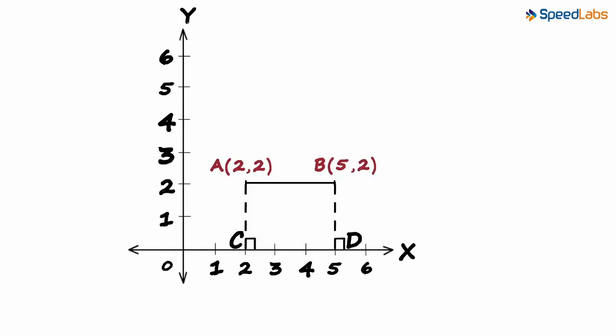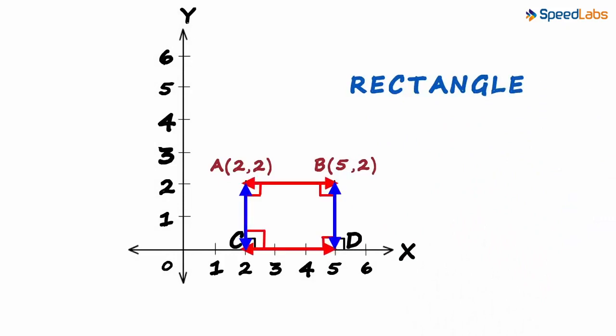That's interesting. Why did I say it's interesting? Look at the figure that's formed. A rectangle ABCD is formed. All angles are 90 degrees and the opposite sides are parallel to each other. So the length of AB is the same as length of CD.